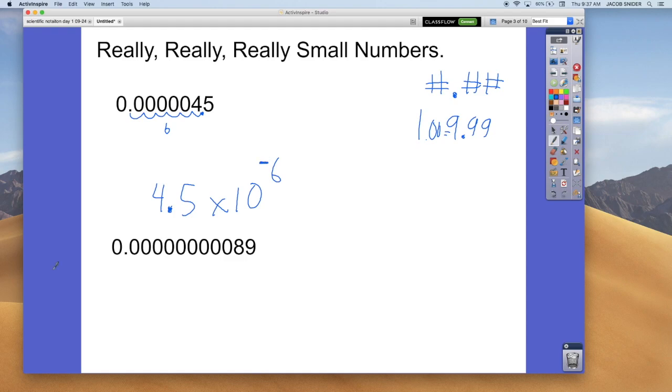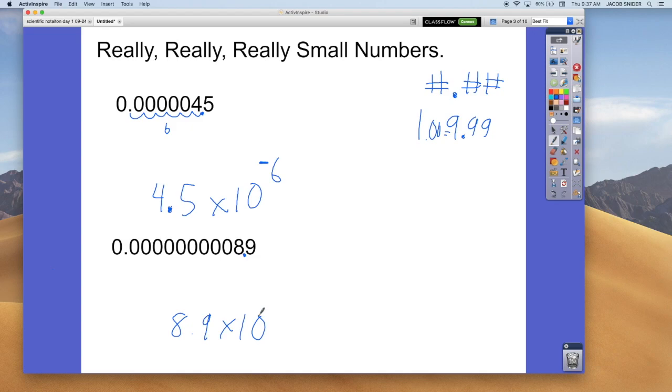Okay? So that's the only difference. We're going to have negative exponents when we talk about really small numbers. Okay? Same thing again. Here we go. My decimal point's there, but I want it to be right here. I want my new number to be 8.9 times 10 to the something.